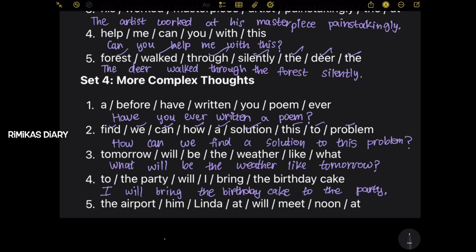The airport him Linda at will meet noon at. So Linda will meet him at the airport at noon.